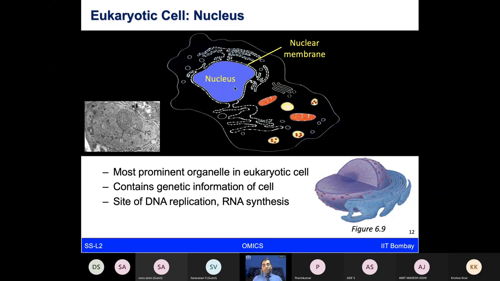From DNA, the replication process will happen, and then that is going to form the RNA. From the RNA, protein synthesis will happen, and that's where the proteins will be generated, and they will be moving out from there to the main cell.